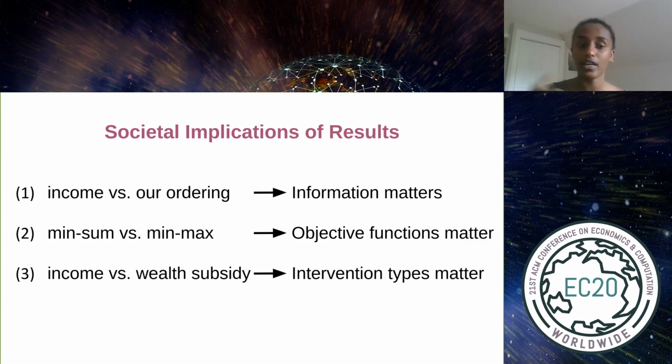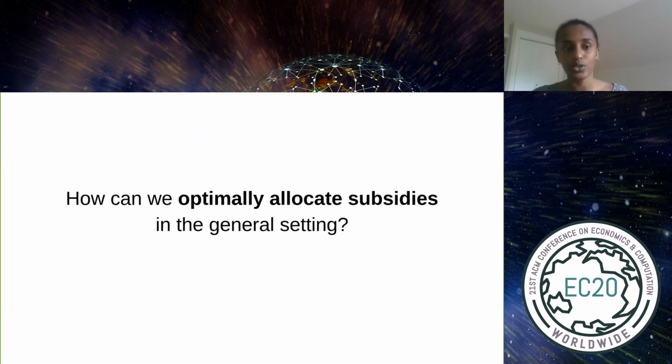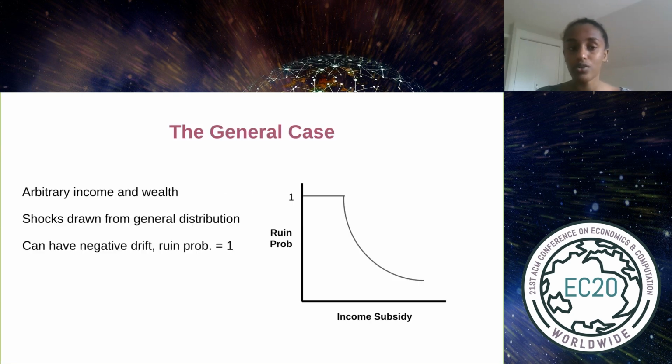And there's actually a broad discussion in our paper, going through some of these discussion points, that I highly encourage you to take a look at if you want. So now that I've given you a flavor of the result that we have here, I want to quickly go through the more general case. So how do you optimally allocate these income subsidies in this more general setting?